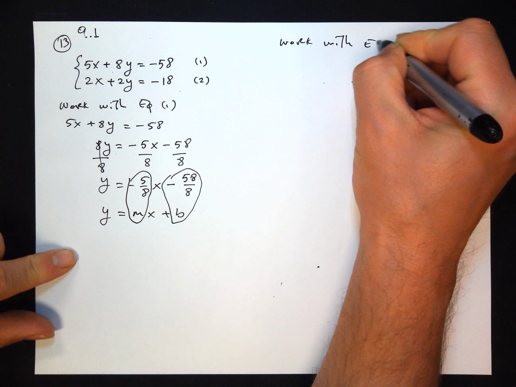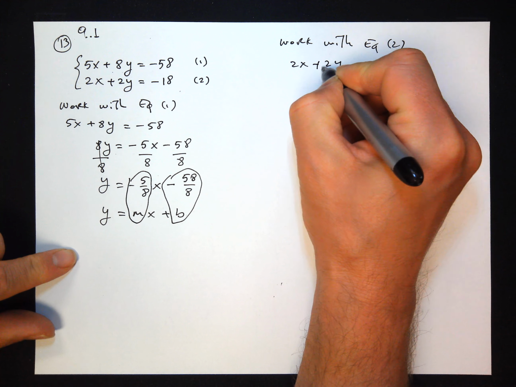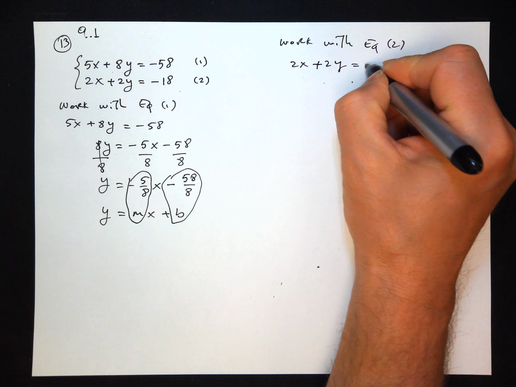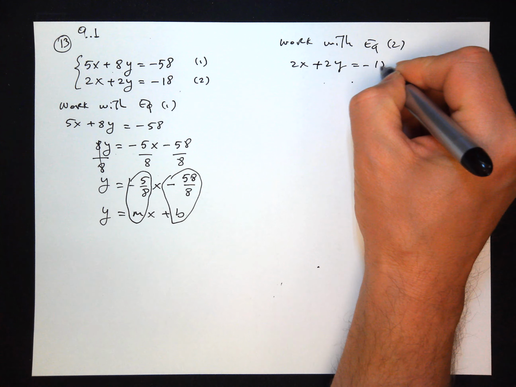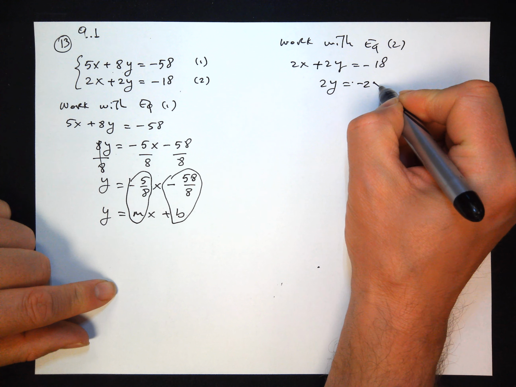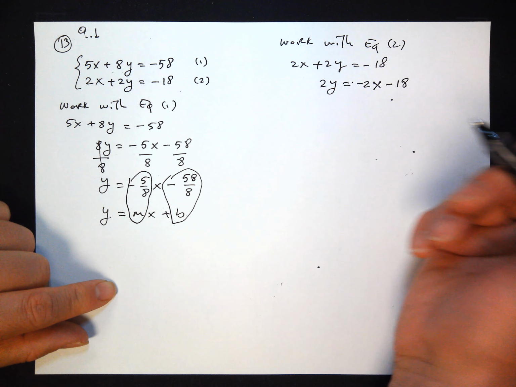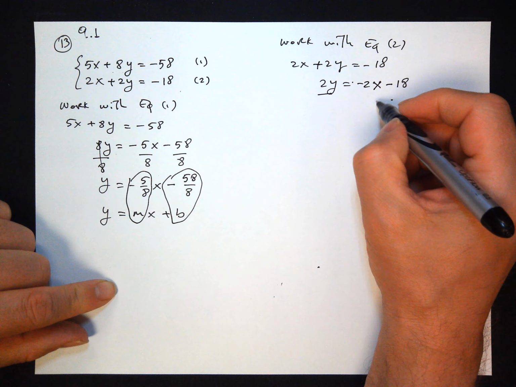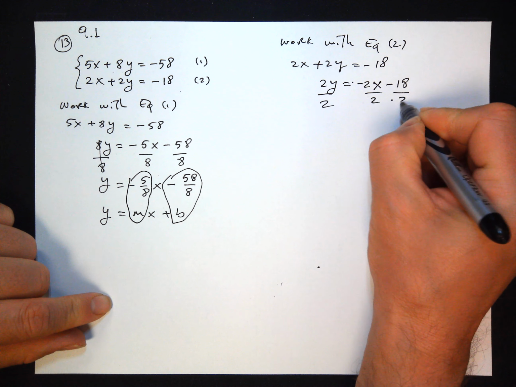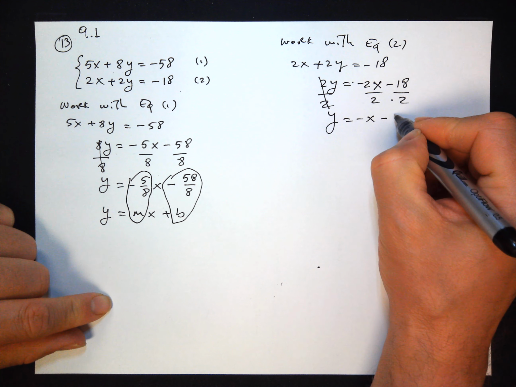Okay, so work with equation 2. So I have 2x plus 2y equals negative 18. So 2y equals negative 2x minus 18. So this is going to turn out much better slope-intercept form. So divide everything by 2. So you get y equals negative x minus 9.